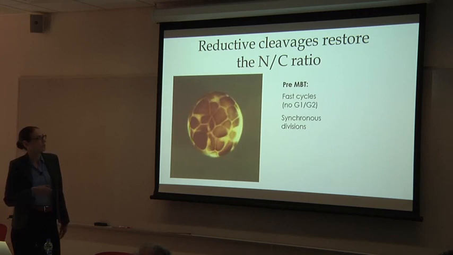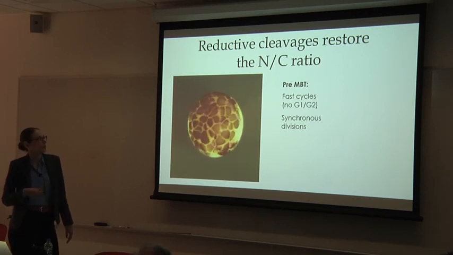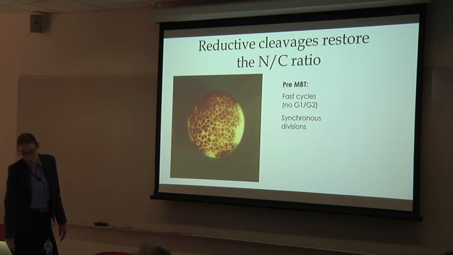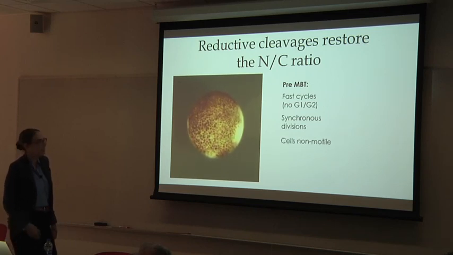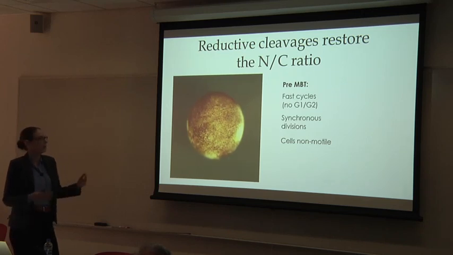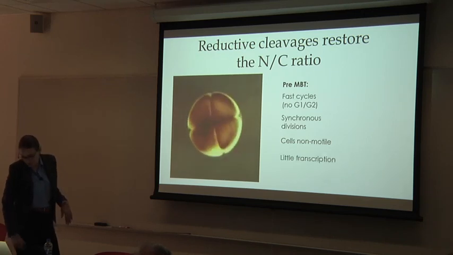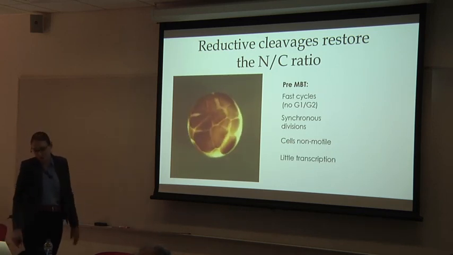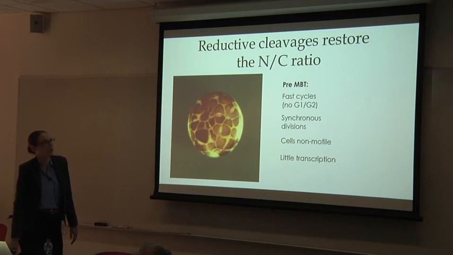These divisions are entirely driven by maternal components and therefore are synchronous, because the cells really don't know yet what they're going to be. They haven't really started to differentiate yet. During these divisions, they're just little dividing machines. The cells are non-motile. They just divide, divide, divide. And there's very little zygotic transcription. So really all they're doing is dividing. They're not transcribing. They're just using maternally provided RNAs and proteins.